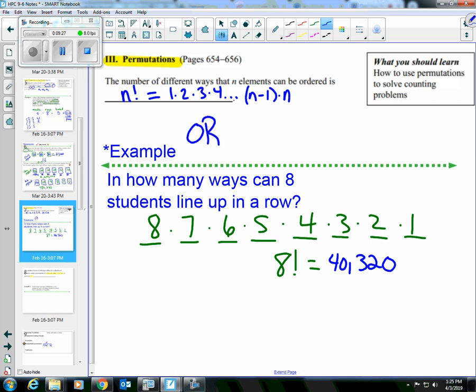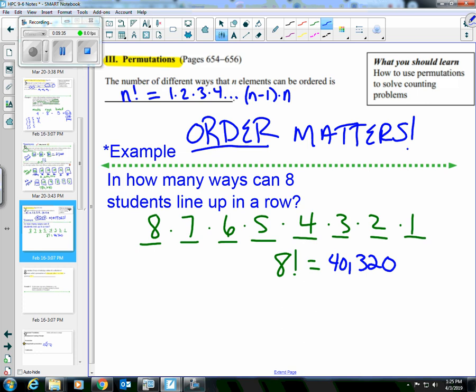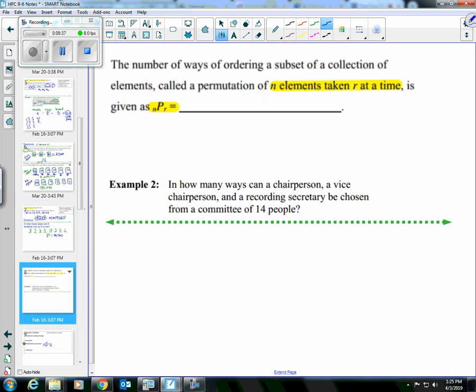So if you're just putting things in a row, order matters, right? So let's make a big note here. Permutation, order matters. So the order that's selected is important. Okay, so let's take a look at what if you don't want to just put all 8 things in a row? What if you're taking just a small group from a set? So the number of ways that you can take a certain number. So they'll say n elements, take an r at a time.